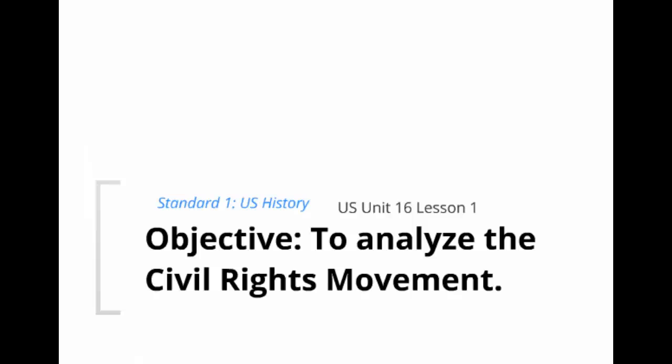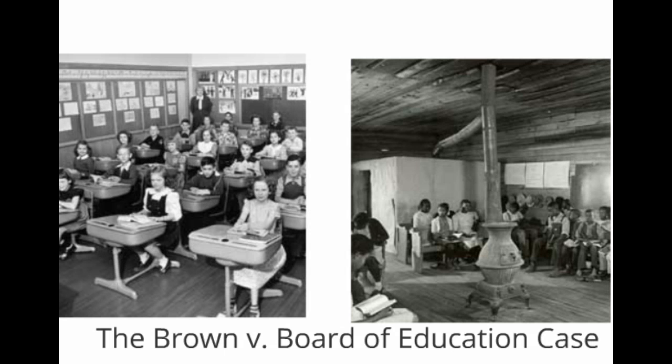In this lesson, the first in our unit on modern topics, we're going to take a look at the Civil Rights Movement. The Plessy versus Ferguson Supreme Court decision in 1896 said that states could separate the races in public places as long as the facilities were equal.